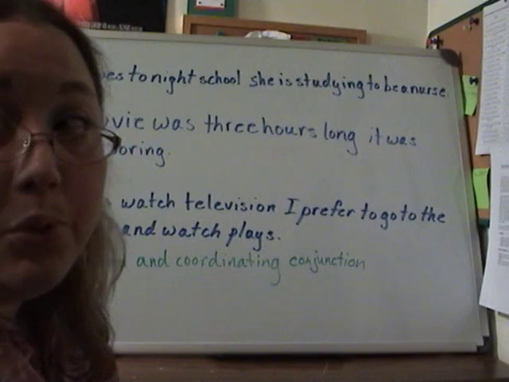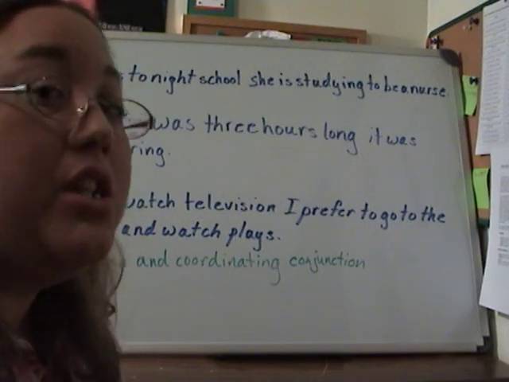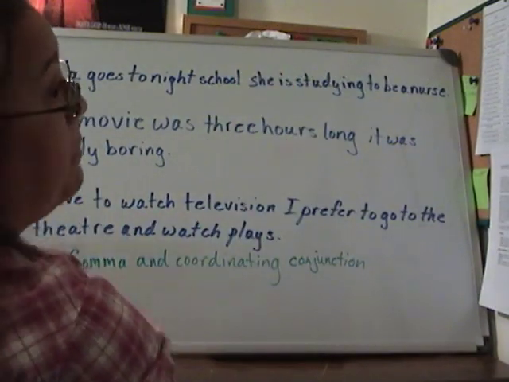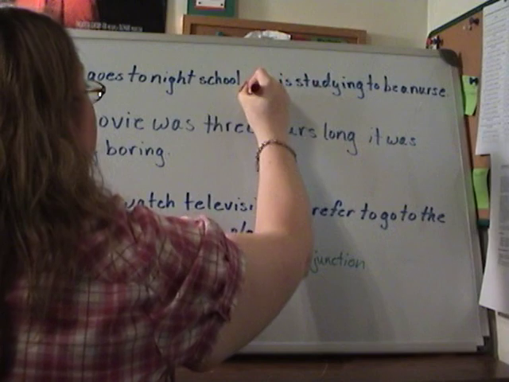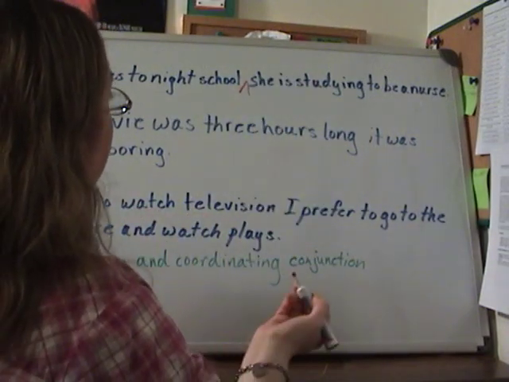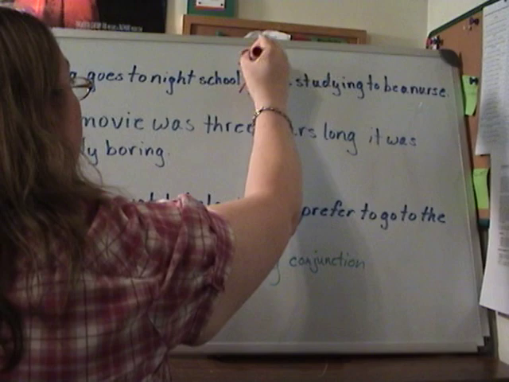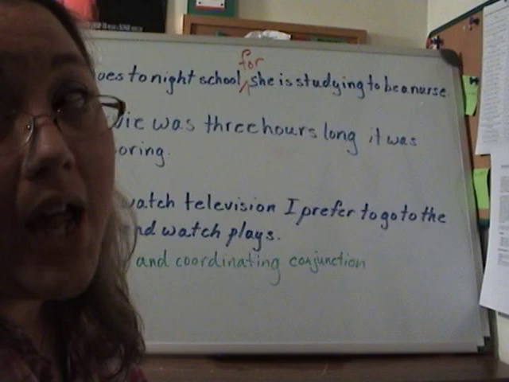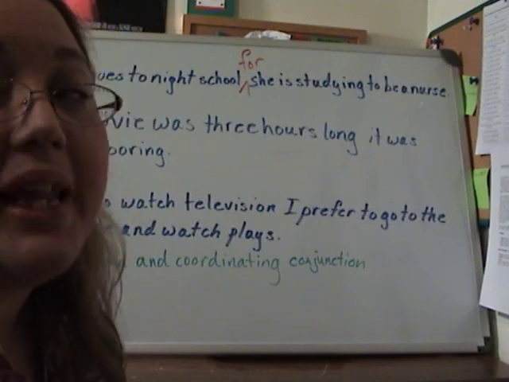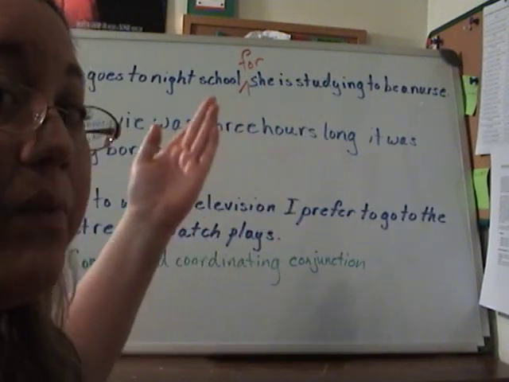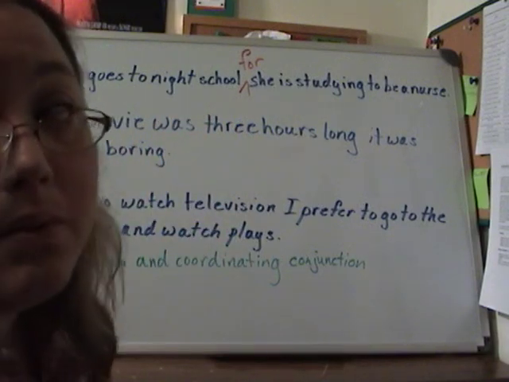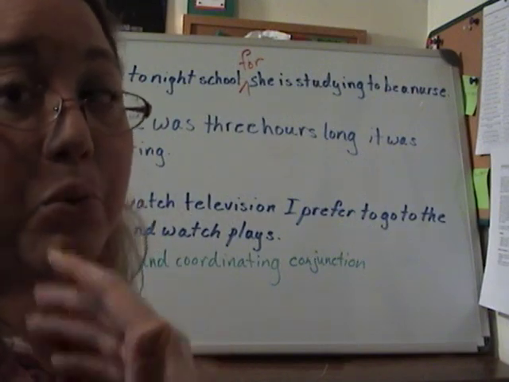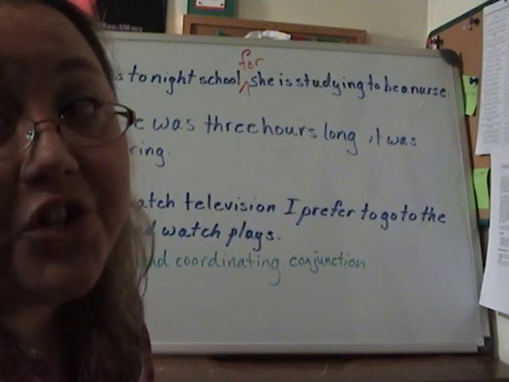I could easily put in a coordinating conjunction to fix this particular run-on. So I could easily insert, let's get the right color here. So I could easily insert something like, I could say, Lila goes to night school, for she is studying to be a nurse. Remember the fanboy for, not very widely used, but can be used in place of saying because. I could easily in that first sentence say, Lila goes to night school because she is studying to be a nurse. But instead of saying because, which tends to be a pretty often used term, I chose to use for.